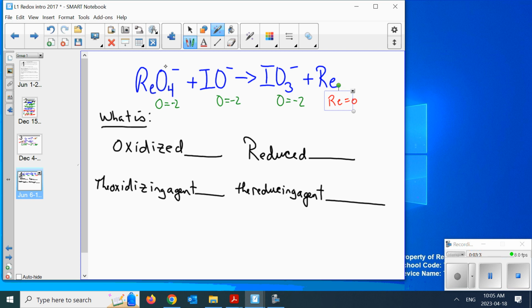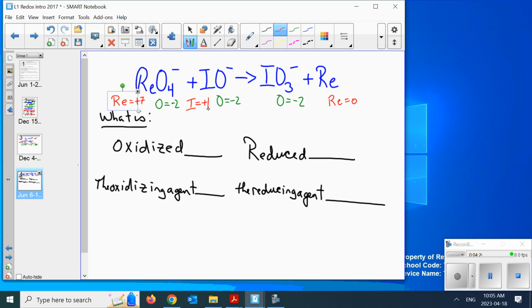7. Let me just jot that down. The Re must be a positive 7. Now I look at the iodine in IO negative. And oxygen is -2. I know that. And it adds up to -1. What does the I have to be in this particular compound? Arithmetic-wise, right? -2 plus something gives me -1 is 1, right? I'm going to put that down.